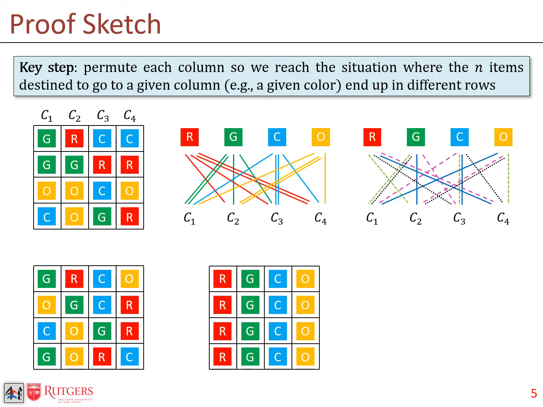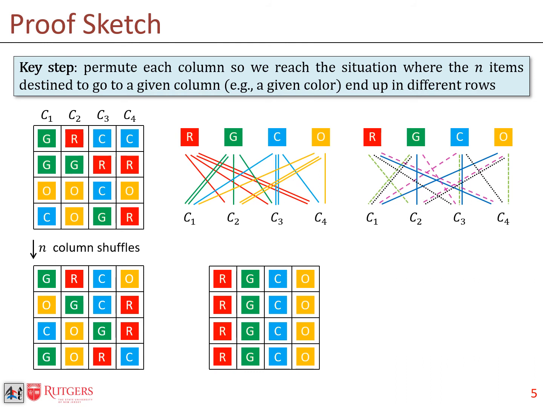Now from this table, we observe that we actually preserved the number of items of each color in every column. For the first column, we see that there are 2 green in the table above and 2 greens in the table below, 1 orange in the table above, 1 orange in the table below, 1 cyan in the table above, and 1 cyan in the table below. This is true for all the other columns. This means that we can perform n column shuffles to go from the top table to this bottom right table.